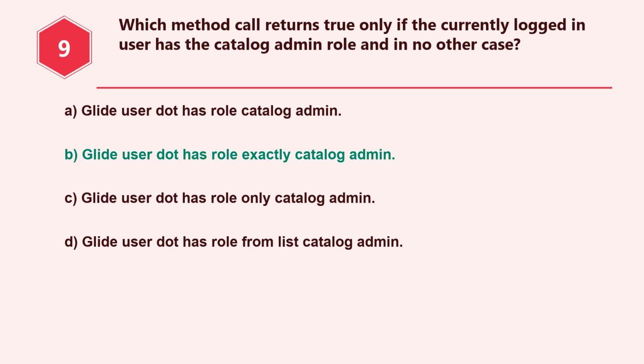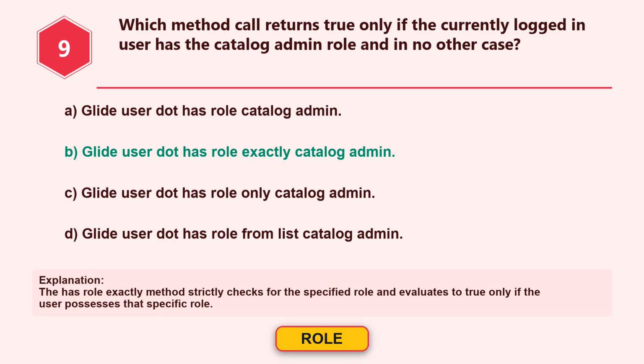The correct answer is option B, glide user.has role exactly catalog admin. The has role exactly method strictly checks for the specified role and evaluates to true only if the user possesses that specific role.